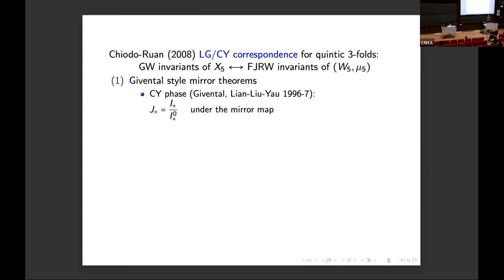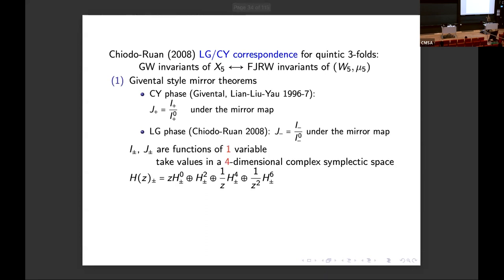So first, there's a Givental-style mirror theorem. There's a version from the 90s in the Calabi-Yau phase, which says the so-called J function and I function are related by the mirror map, where the J function is defined in terms of genus zero Gromov-Witten invariants, and the I function is an explicit expression in terms of hypergeometric series. It's called the mirror theorem because the I function and J function are functions of one variable. Here the one variable is a one-dimensional Kähler variable, which should be mirrored to the complex variable, and it takes values in this four-dimensional complex symplectic space.